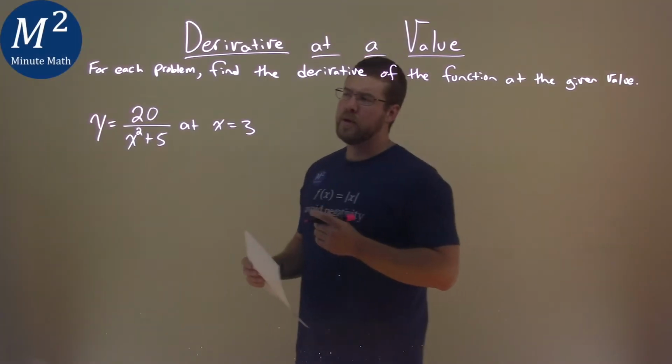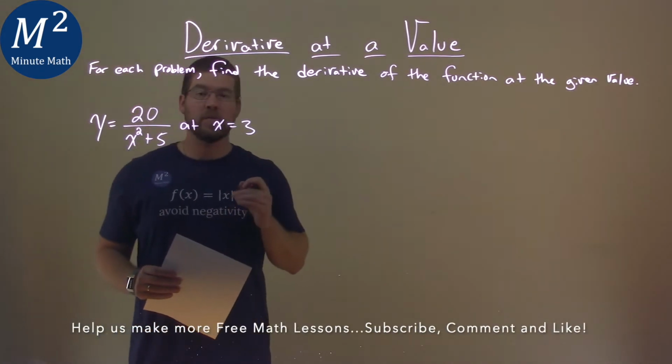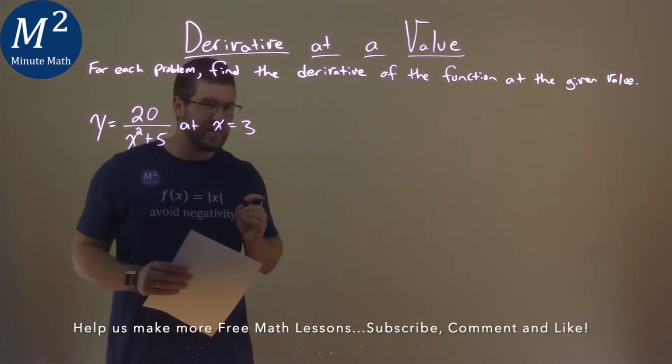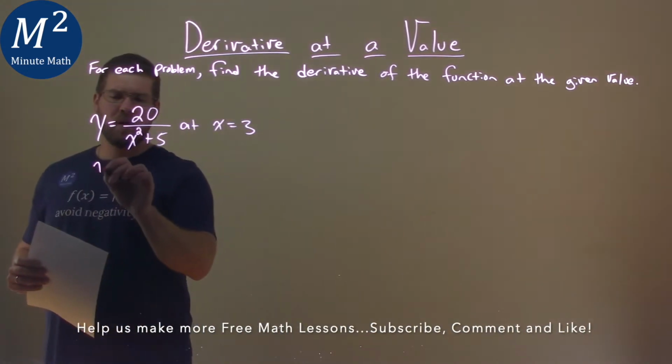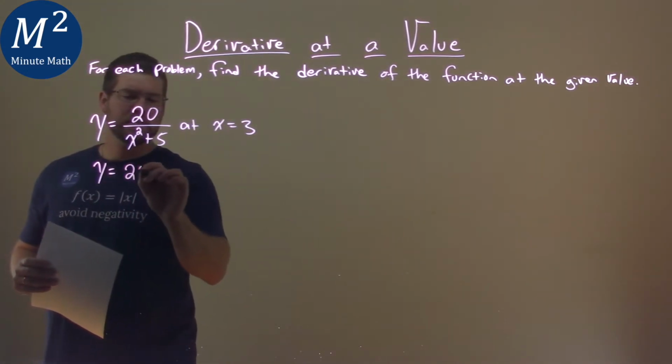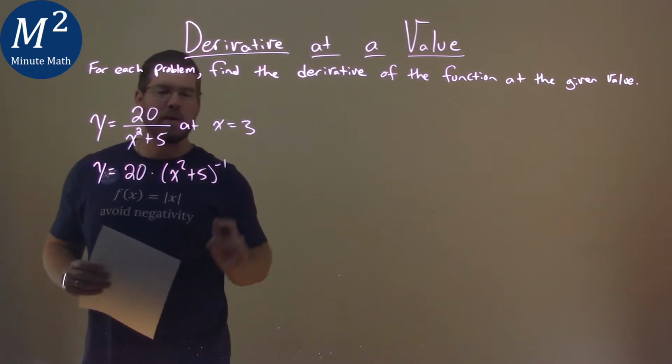We're given this problem right here, y equals 20 over x squared plus 5, and we need to find the derivative of that at x equals 3. Well, one thing I like to do is rewrite this equation, y equals, and I'm going to write it like this, 20 times x squared plus 5 to the negative 1 power.